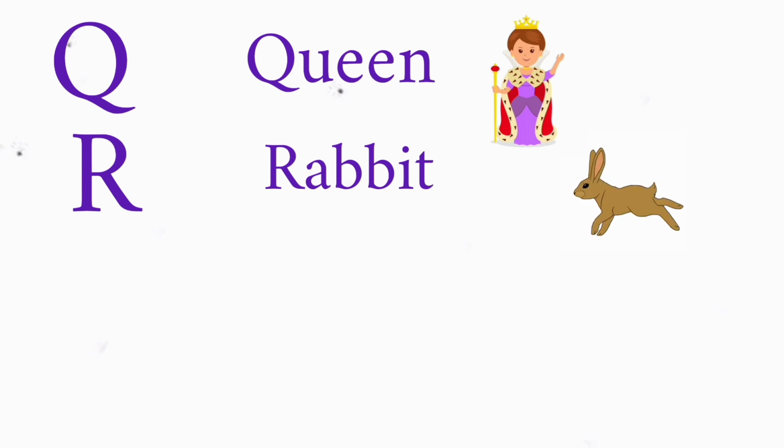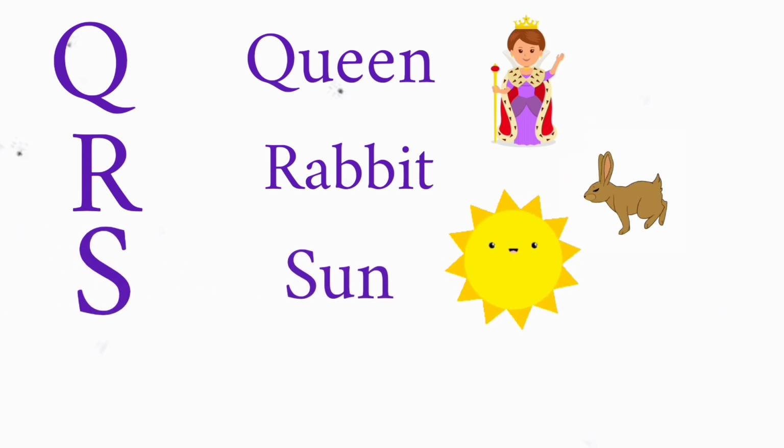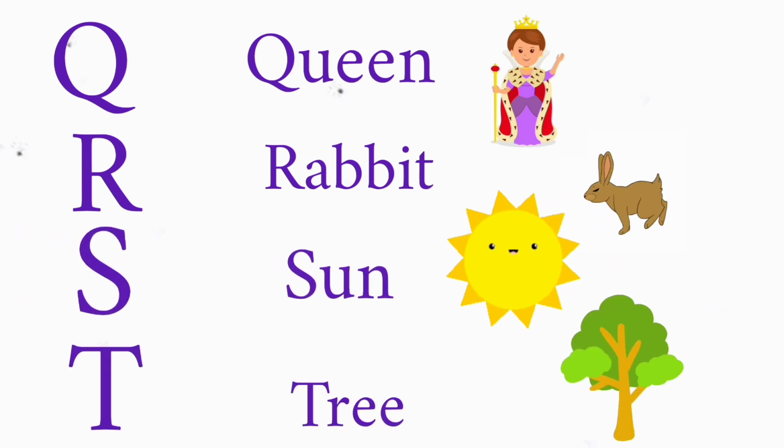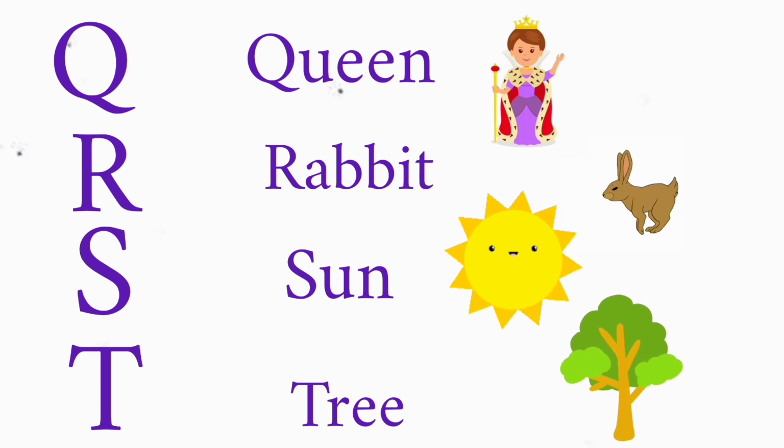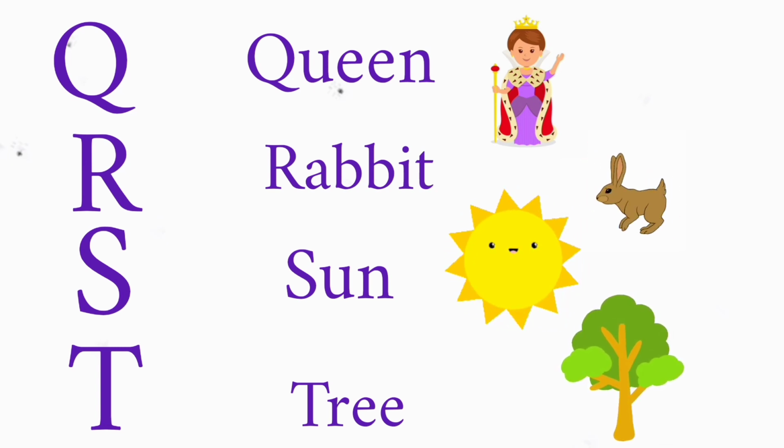R-A-B-B-I-T, rabbit. Rabbit. S is for sun. S-U-N, sun. T is for tree. T-R-E-E, tree. Tree. Q is for queen. R is for rabbit. S is for sun.